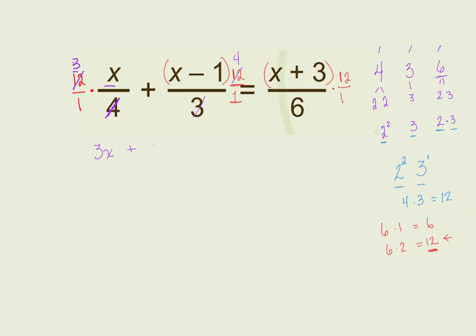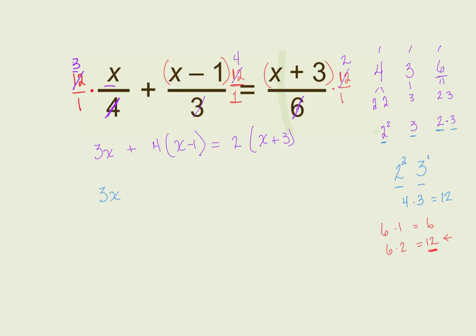That's a 4. So I have just a 4 and an x minus 1. And over here, the 6 and the 12 cancel. 6 cancels with 12, gives me a 2. And I have the 2 and the x plus 3. And now I have a much simpler equation to solve.